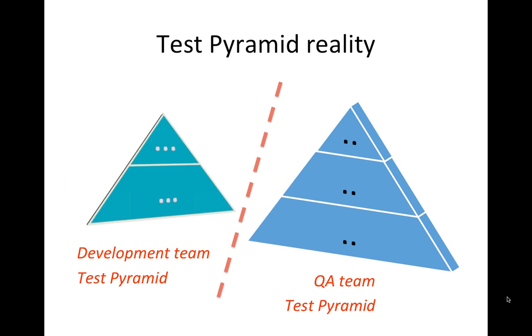As a result, there could be a lot of gaps in the automation test coverage between devs and testers, or there could be a lot of duplication also, because the teams have just not spoken to each other about it.